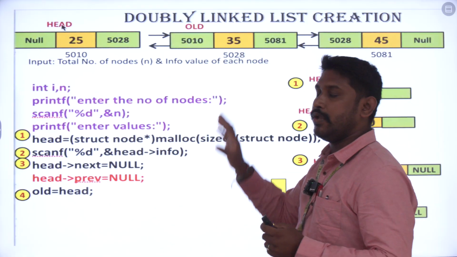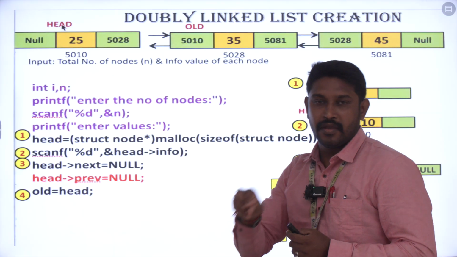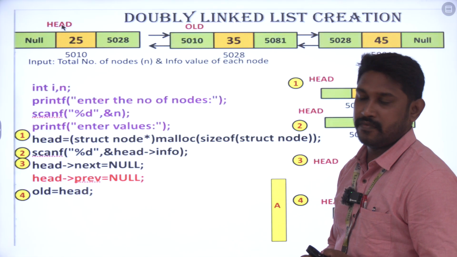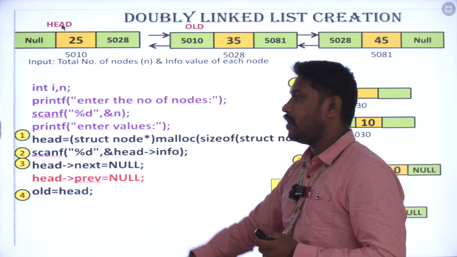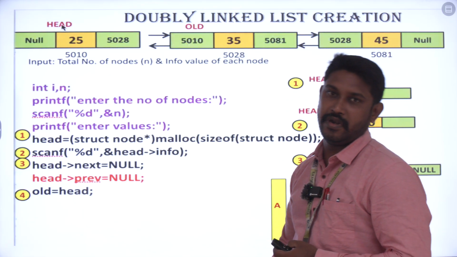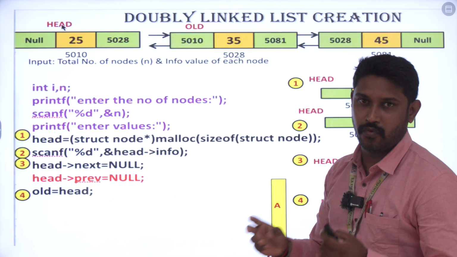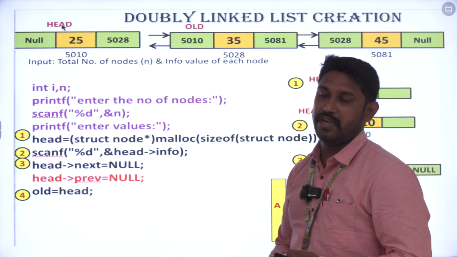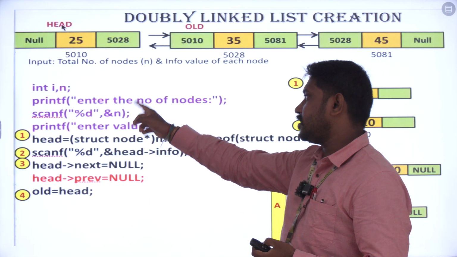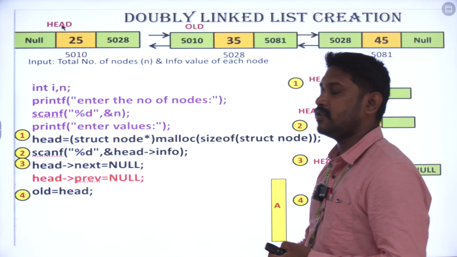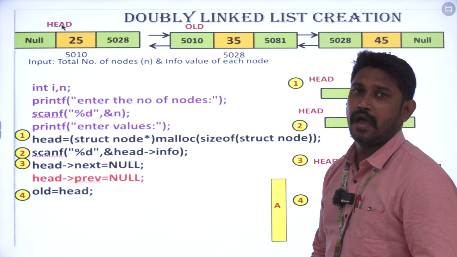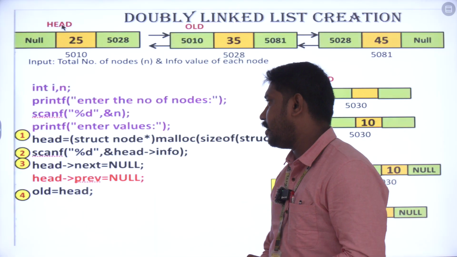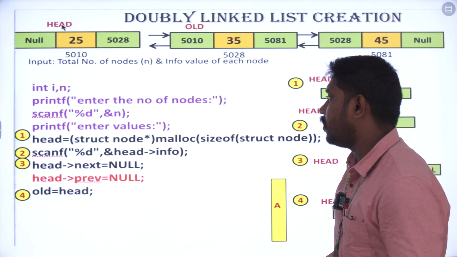Here we are going to create a new node. How are we going to create a new node? With the help of the following code. Here I am going to declare int i and n. n is the number of nodes that we are going to create, and i is the initial value I am going to initiate. The next is printf, enter the number of nodes, that is, how many nodes I am going to create. I can give the value, and it will be taken in n. Next I am going to print the value.